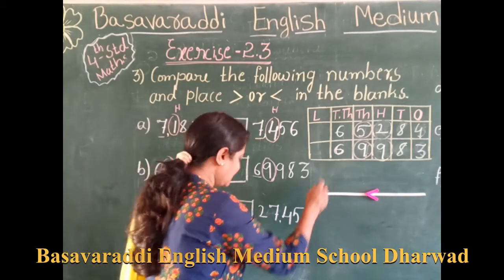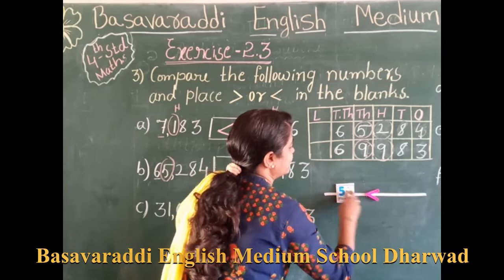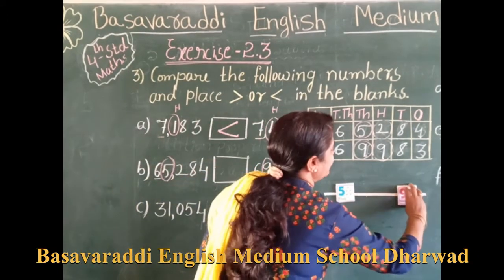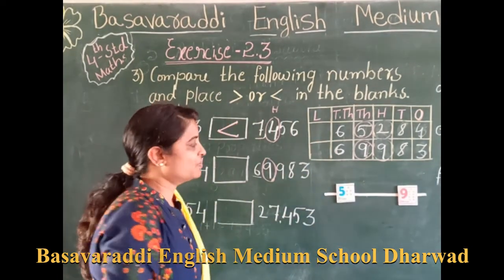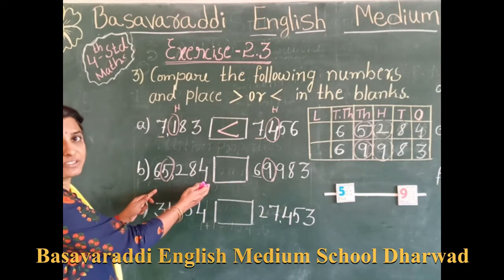Then tell me, first we have here 5. Then we have 9. Yes, 5 and 9 are there. Yes. Then which is more here? Don't read this full up to 10,000 numbers.